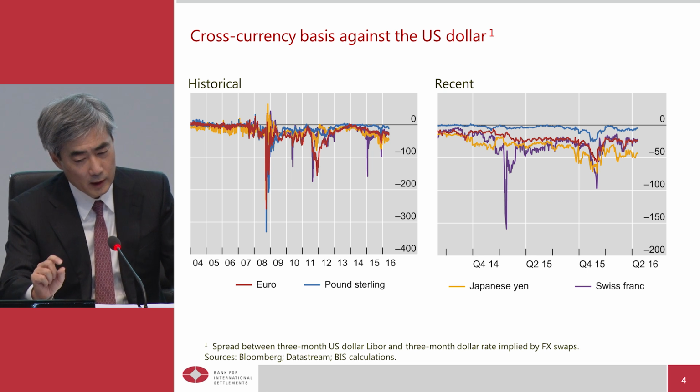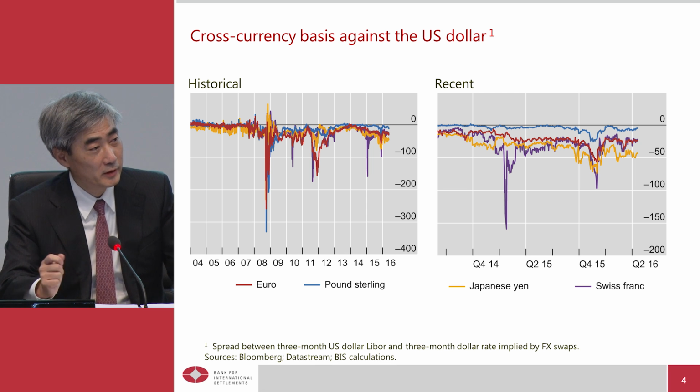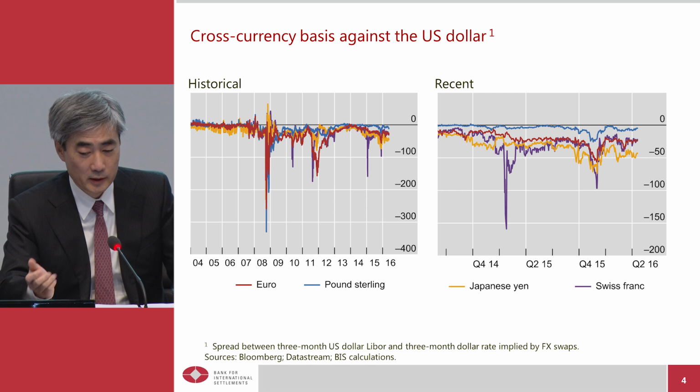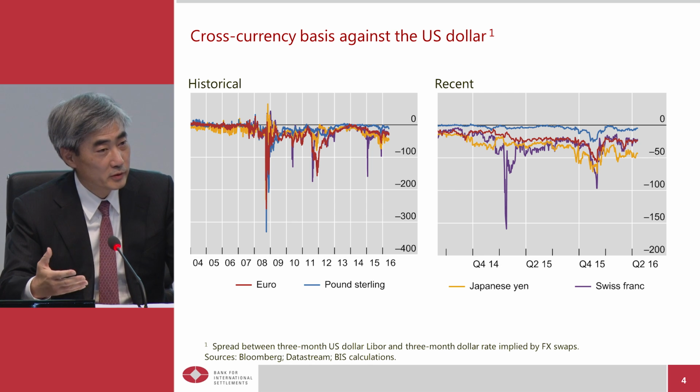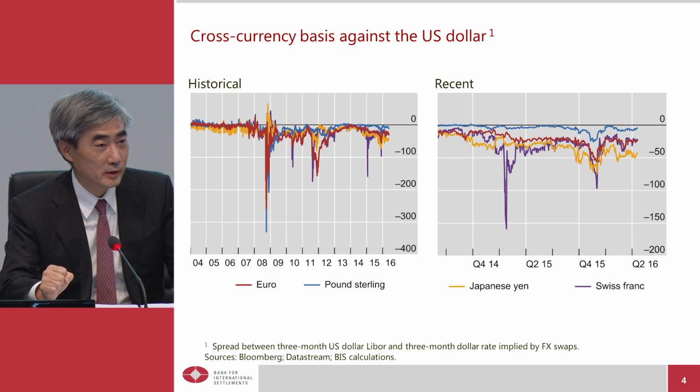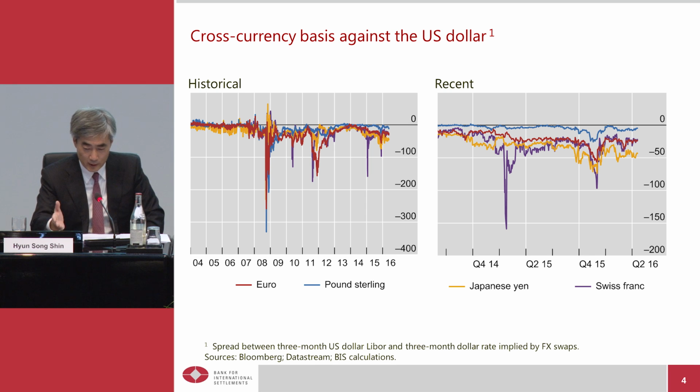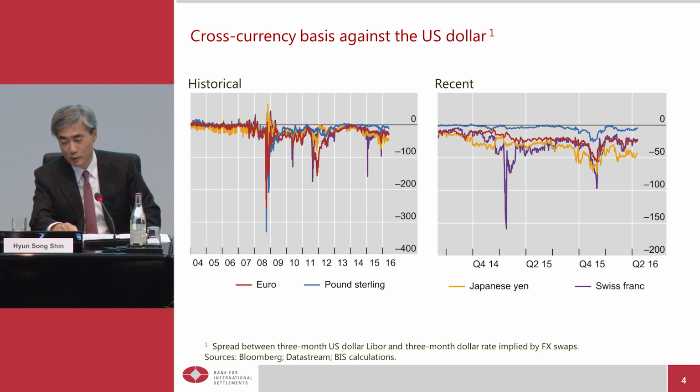So if we look at this chart, which is measured as the US LIBOR minus the FX swap implied dollar interest rate, these numbers are negative, which means that you pay more to borrow dollars in the foreign exchange market than you do in the money market. And these charts are up to the most recent period, but don't include the action on Friday. So we saw a slight increase, certainly for some of these currencies.